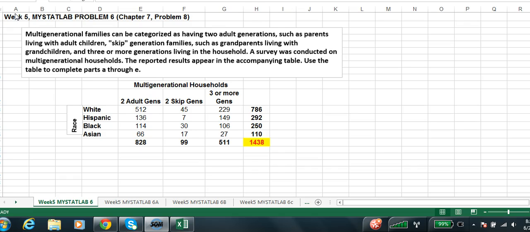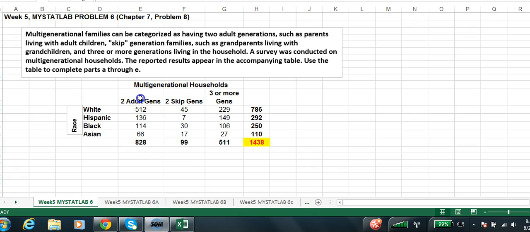So here's our problem. Multi-generational families can be categorized as having 2 adult generations, such as parents living with adult children, skip generation families, such as grandparents living with grandchildren, and 3 or more generations living in the same household. A survey was conducted on multi-generational households. The reported results appear in the accompanying table. Let's take a look at our table here.